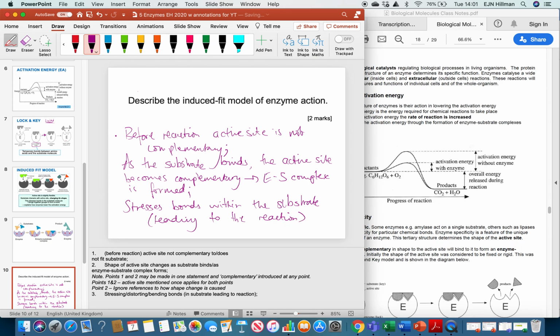Okay, so actually those first two marks are more of a description. If it were an explain question, perhaps explaining how the induced fit model lowers the activation energy, you would need to include this third point here: as the substrate enters, the active site becomes complementary, enzyme substrate complex is formed, which puts stress or strain or distortion on the bonds within the substrate, leading to the reaction. In fact, I think for that third mark, if you'd said that it brings the groups within the substrates closer together, leading to the reaction, that would also be acceptable there.